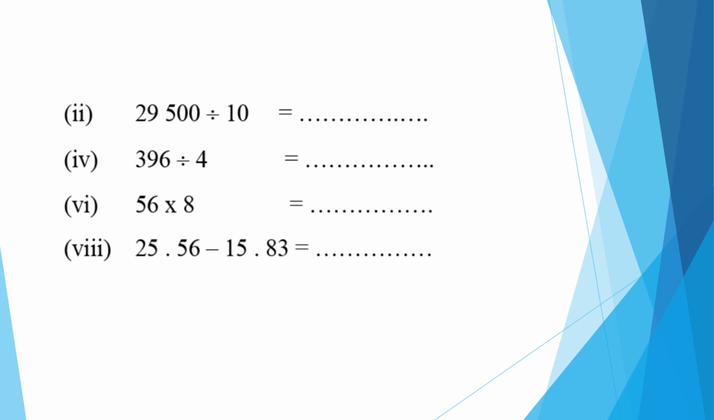So let's see, 29,500 divided by 10. You know how to divide by 10. You just have to skip 1 0. This means 2950, right? This is how you get the answer.